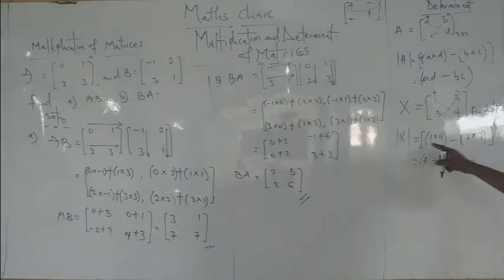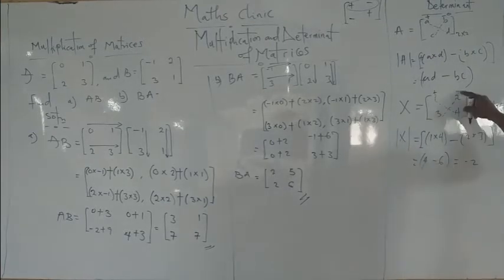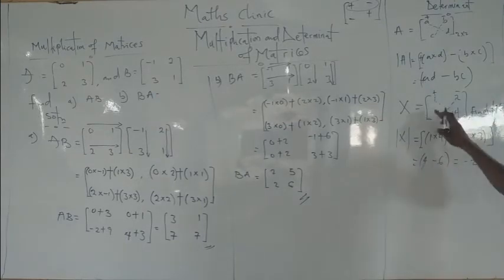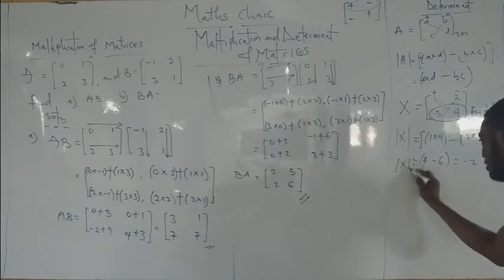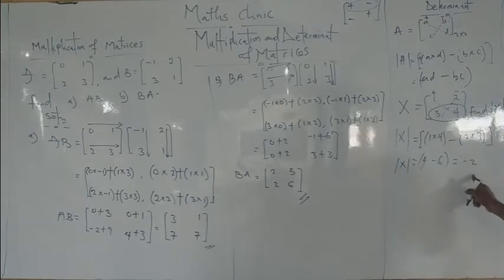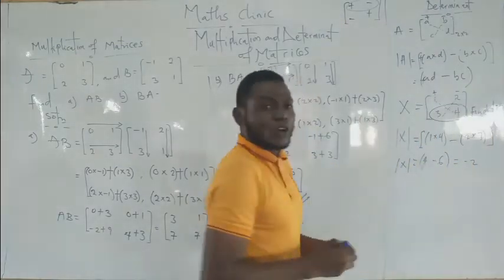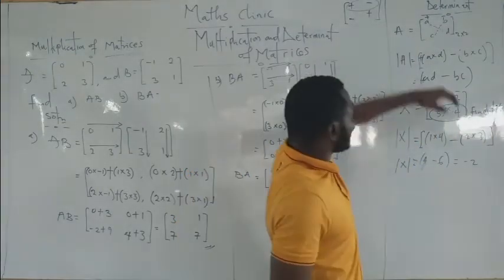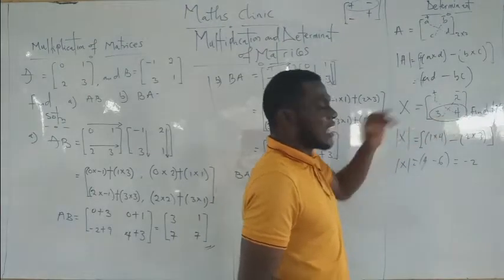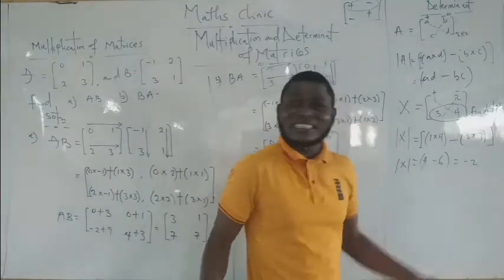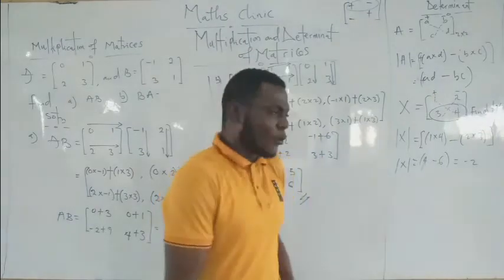So 1 times 4, that is 4. Minus 2 times 3, that is minus 6. Can you see that? Don't forget that the determinant of matrix X is minus 2. To justify my point, we can equally use the second row to find the determinant. Of course, yes. We are still going to arrive at the same answer. Let me prove that to you.